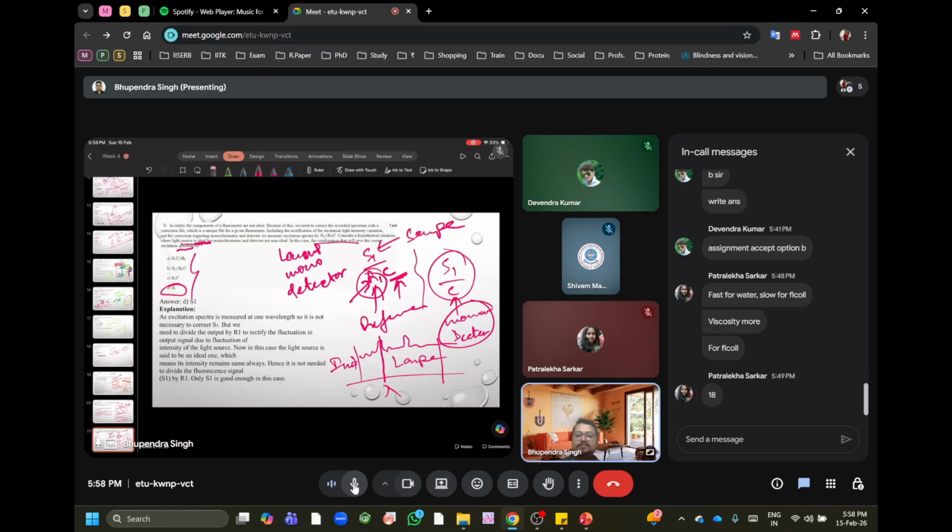An excitation spectrum is measured at one wavelength, so it is not necessary to correct S1. That is fine for excitation. And the second option says we need to divide the output by R1 to rectify the fluctuation in the output signal due to the fluctuation of the intensity of the light source. But in the question it is given that it is not needed because the light source is ideal. Its intensity remains the same always. Hence, it is not needed to divide the fluorescence signal by R1. So only S1 is good enough in this case. According to me, it should be S1 by C.